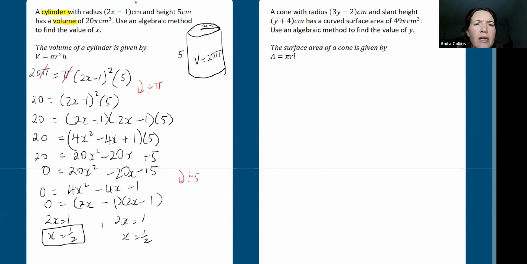Now, what was I asked to do again? Use an algebraic method to find the value of x. So we're actually done here. It's always worth rereading the question afterwards to make sure you've actually answered what you've been asked. All right, that's a really good question.